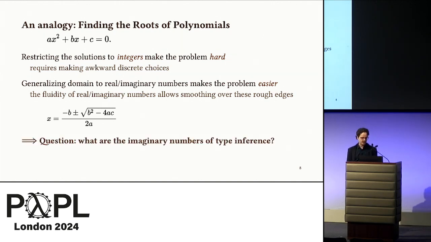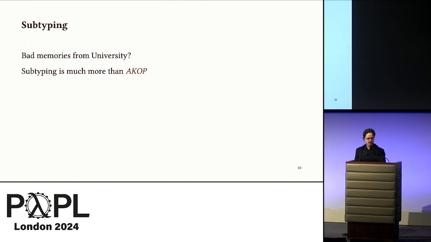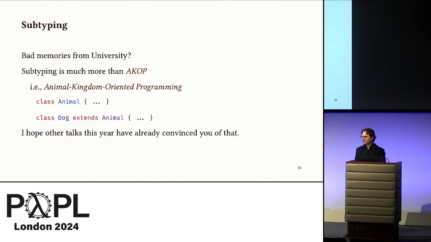So the question is, what are the imaginary numbers of type inference? And I argue that subtyping plays this role. Okay, so let's look into subtyping with first-class polymorphism. And you may have bad memories of subtyping from university, where they teach what I like to call AKOP, or Animal Kingdom-Oriented Programming, right? But that's not the only thing you can do with subtyping. So I hope that by now, thanks to the other talks, you're convinced that subtyping is more than that.